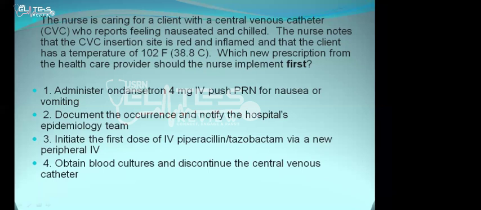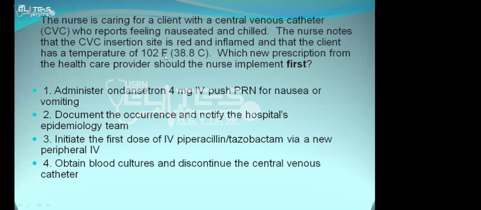The nurse is caring for a client with a central venous catheter, that's CVC, who reports feeling nauseated and chilled. The nurse notes that the CVC insertion site is red and inflamed, and that the client has a temperature of 102 degrees Fahrenheit.